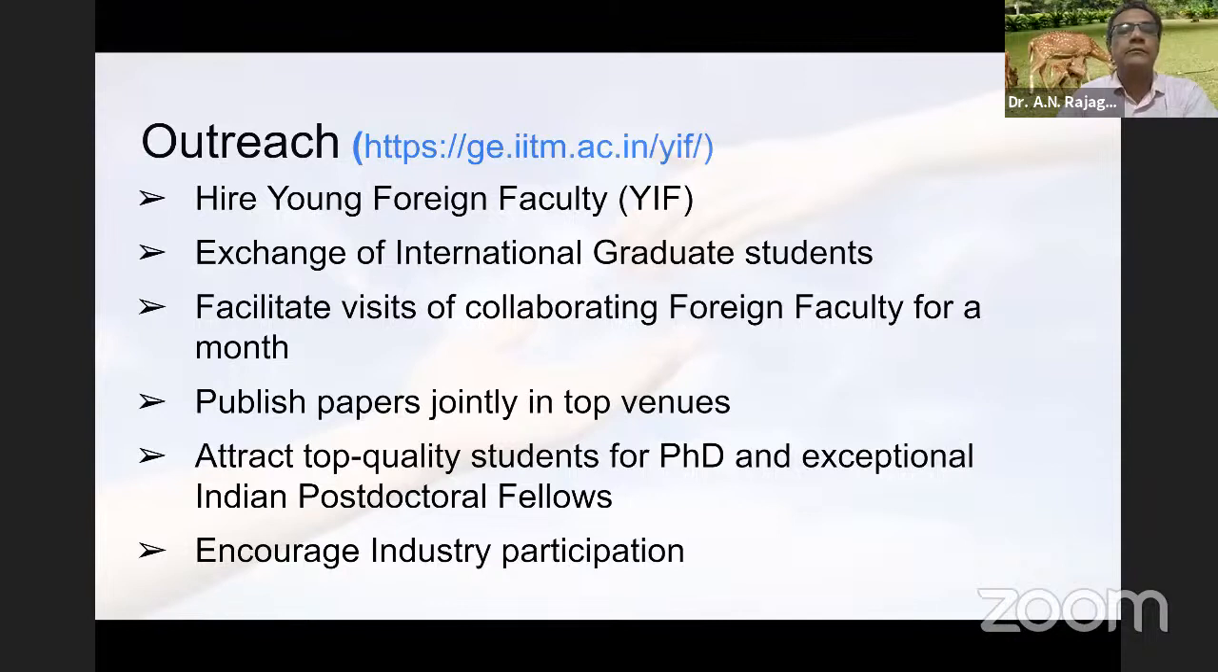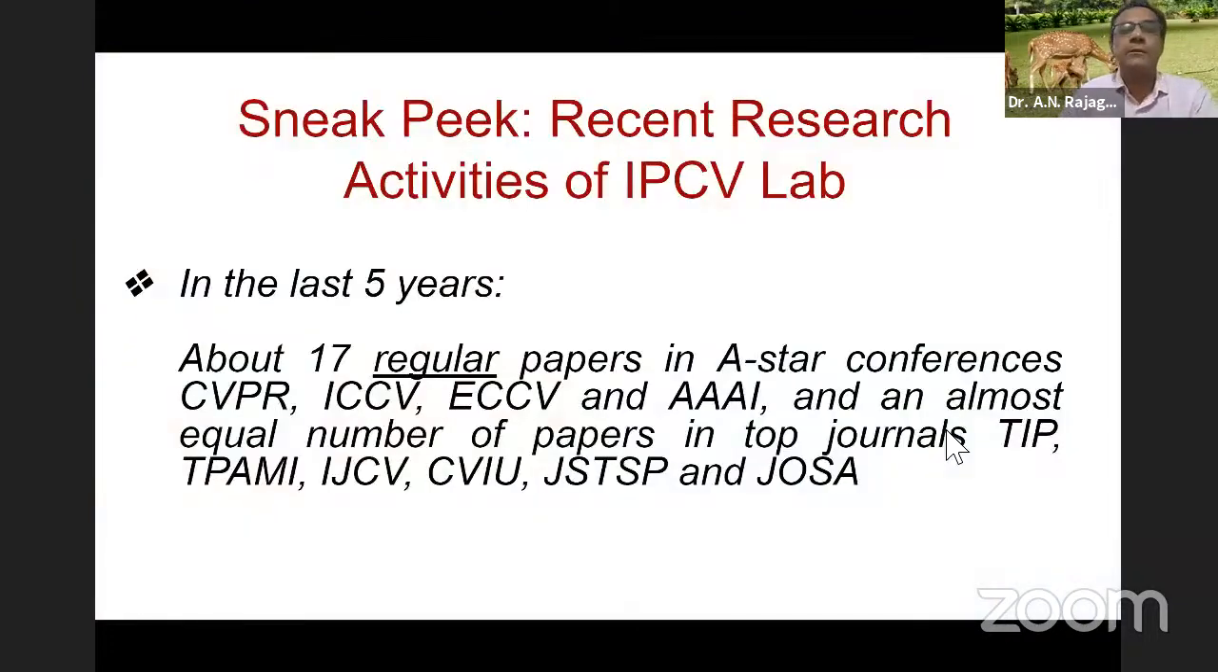So are we really up there? In a sense, I just wanted to give you a sneak peek into our recent research activities at the IPCV lab. I'm glad to share that in the last 5 years, we have had about 17 regular papers in A-star conferences such as CVPR. Those of you who work in vision would be very familiar with these conferences: CVPR, ECCV, AAAI, ICCV, and so on. And then almost an equal number of journal papers in TIP, PAMI, IJCV, and so on. So we are one of the most active research groups in the area of computer vision in India.